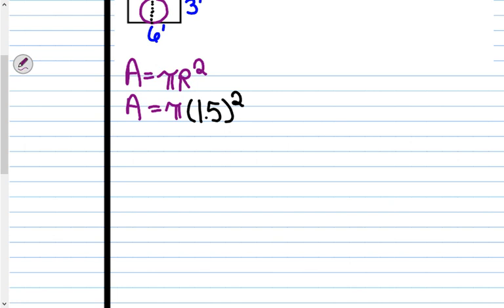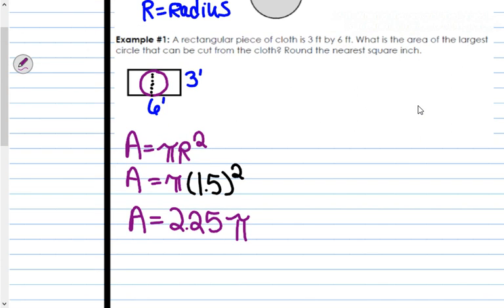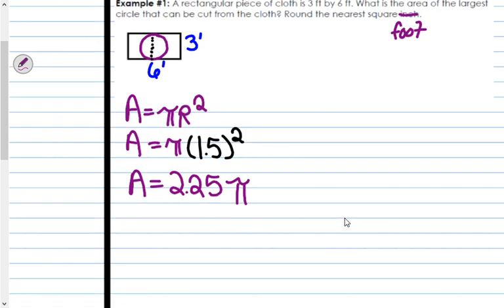So area equals 2.25, that's 1.5 squared, times pi. And then you do 2.25 times pi. And when you round to the nearest square, oh, it says square inch. I'm sorry, guys, I should say square foot. That was a misprint. Okay, square foot. When you round to the nearest square foot, your answer is 7. So the largest area would be 7 feet squared.